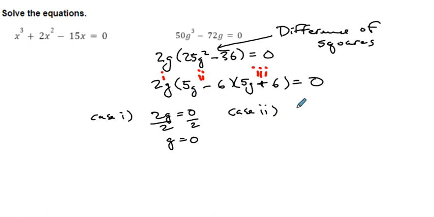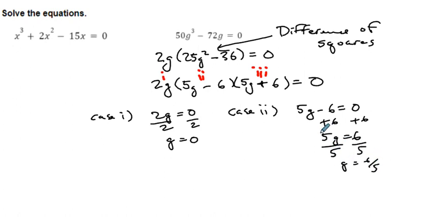So we have 5g minus 6 for the second case equals 0. Because we're subtracting, we're going to add, do the opposite to get that thing over to the other side. So we get 5g is equal to 6, and then just divide by 5, and you get g is equal to 6/5. And the nice thing about these difference of squares is you're always going to get the same answer, they're just going to have opposite signs. And you'll see that in a second when we do this.